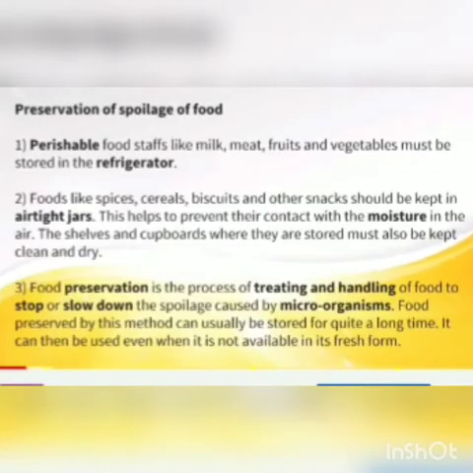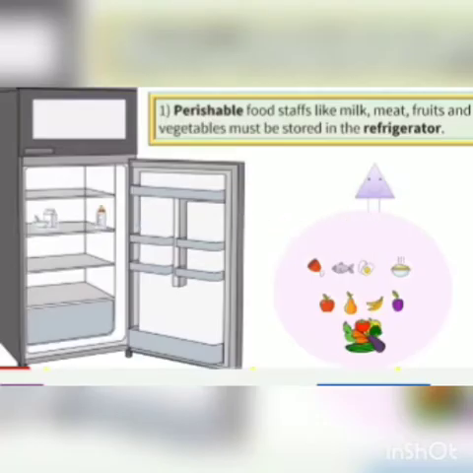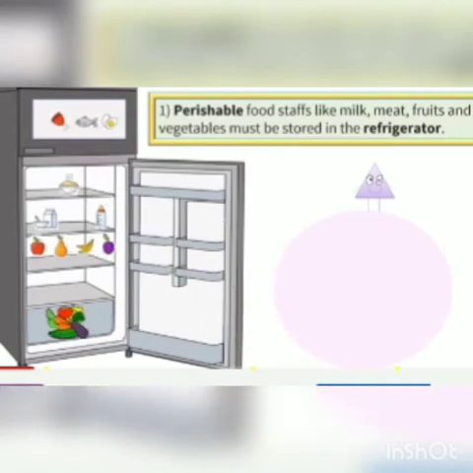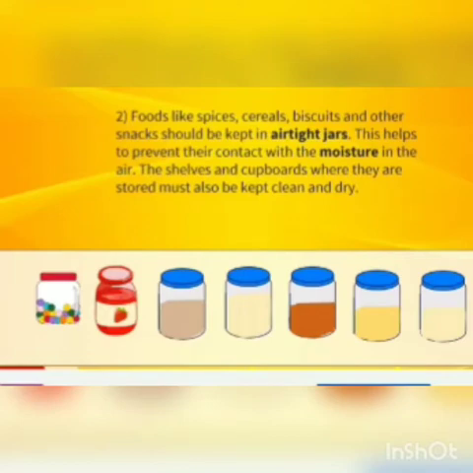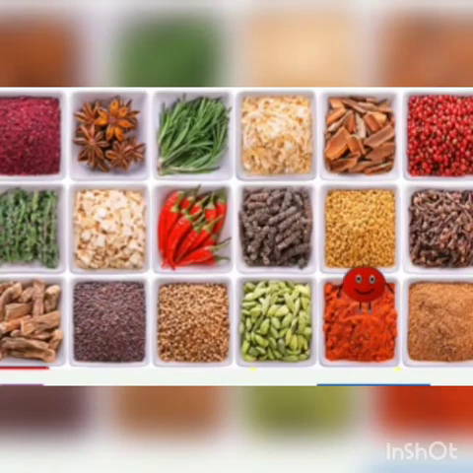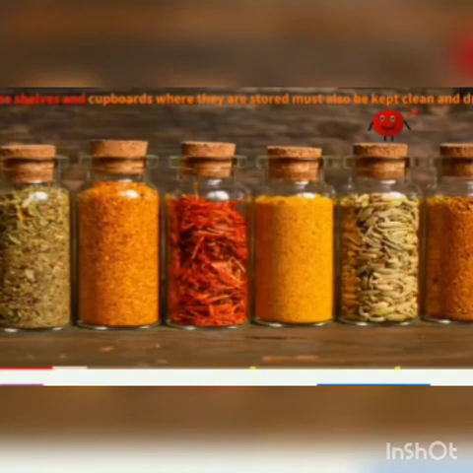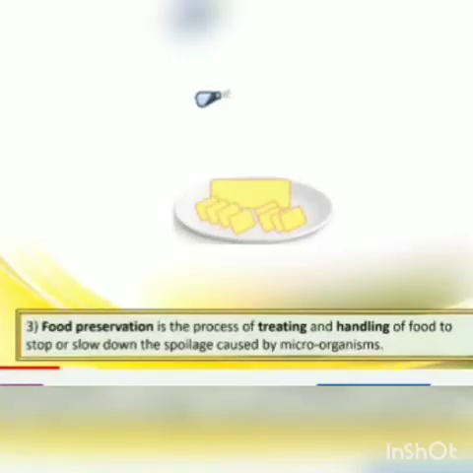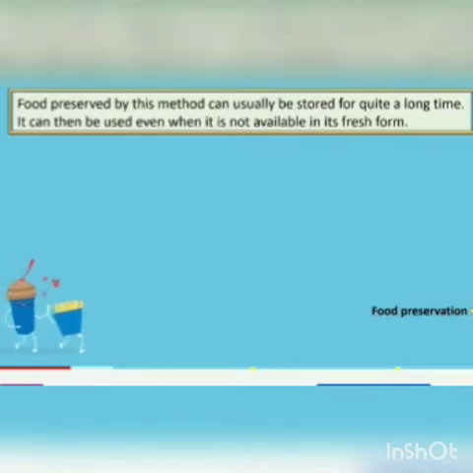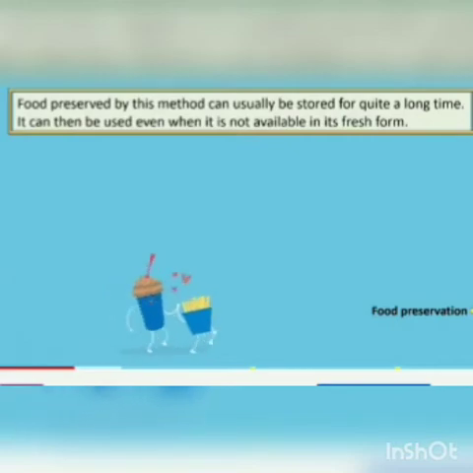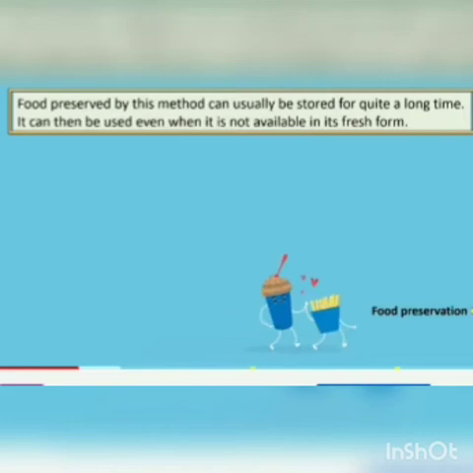Perishable foodstuffs like milk, meat, fruits and vegetables must be stored in the refrigerator. Foods like spices, cereals, biscuits and other snacks should be kept in airtight jars. This helps to prevent their contact with the moisture in the air. The shelves and cupboards where they are stored must also be kept clean and dry. Food preservation is the process of treating and handling of food to stop or slow down the spoilage caused by microorganisms. Food preserved by this method can usually be stored for quite a long time. It can then be used even when it is not available in its fresh form.